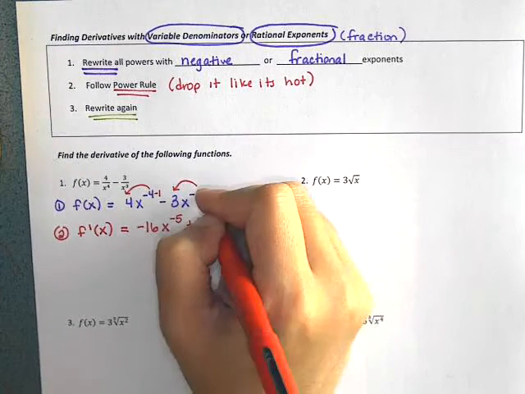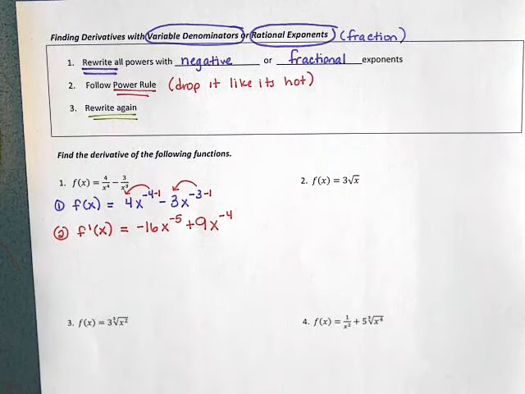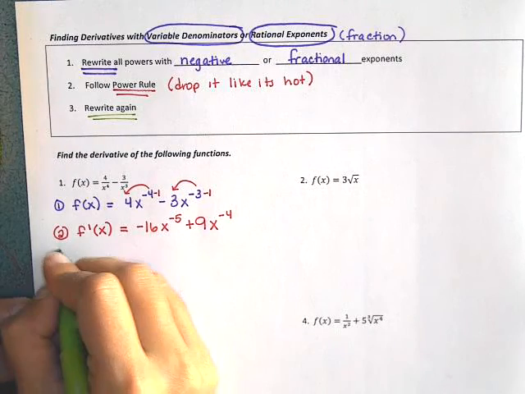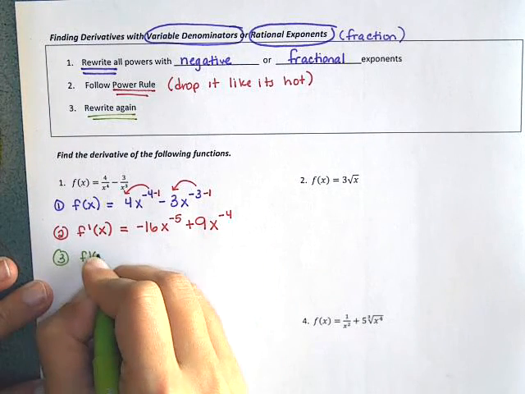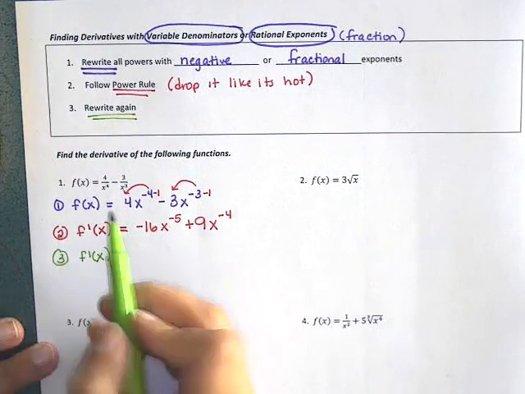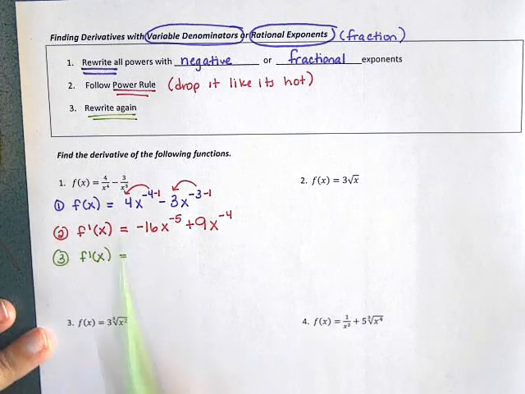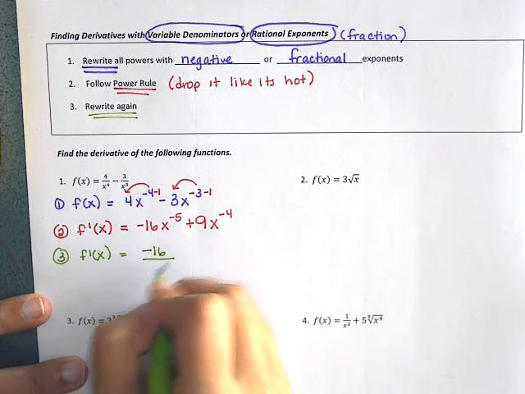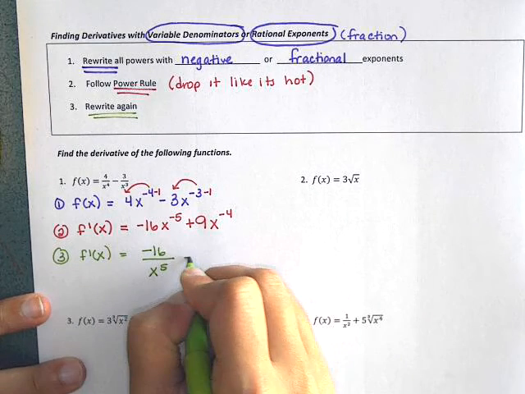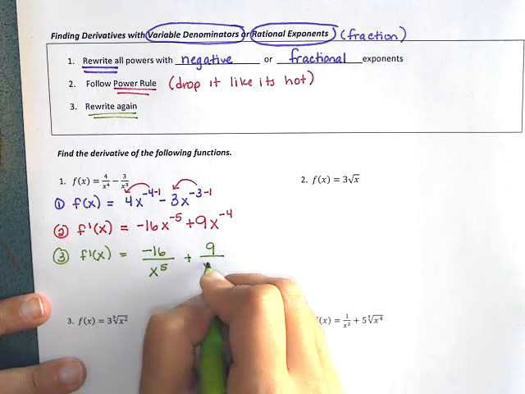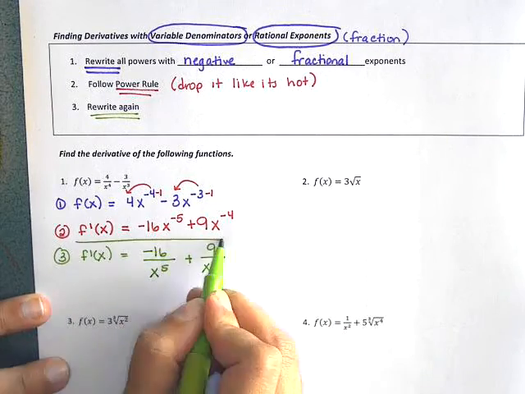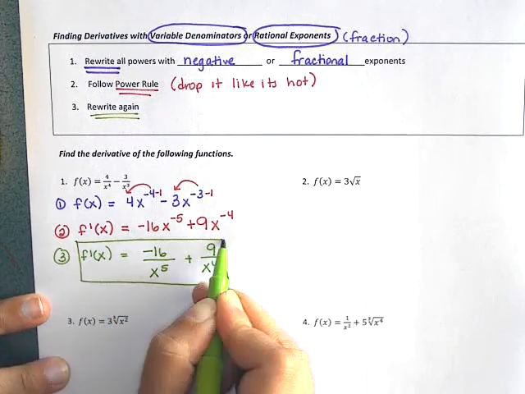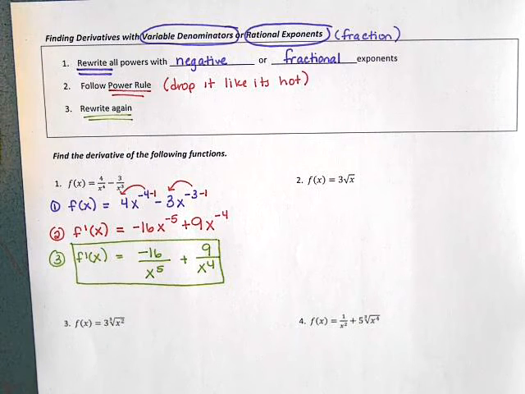We're more negativer. And last but not least, rewrite this problem so that my final answer matches the notation of the original. The variables were in the denominator and they were positive exponents. So I'm going to rewrite this to a negative 16 over x to the 5th plus 9 over x to the 4th, and I'm done. This is my final answer. 3 steps. I want you to number them. I want you to practice them. I want you to get in this habit. It will make your life easier.